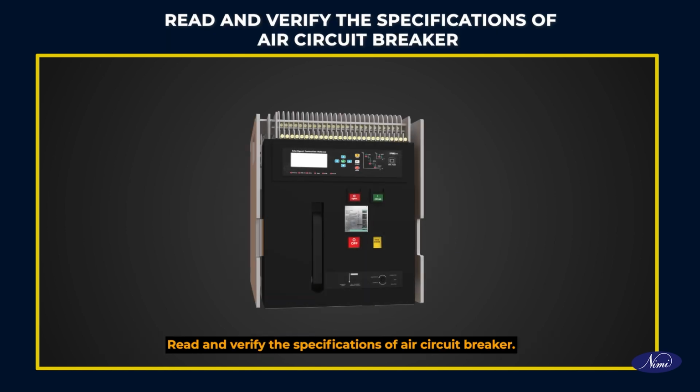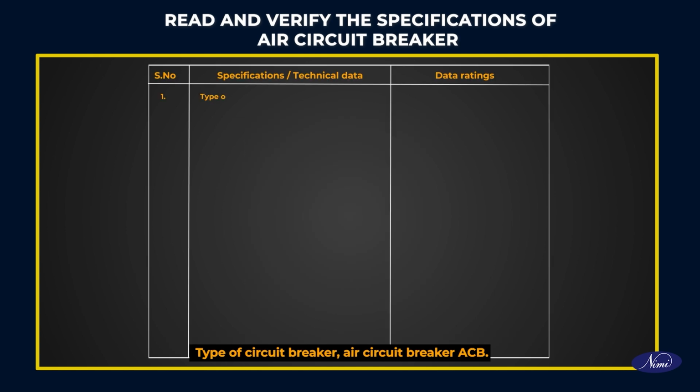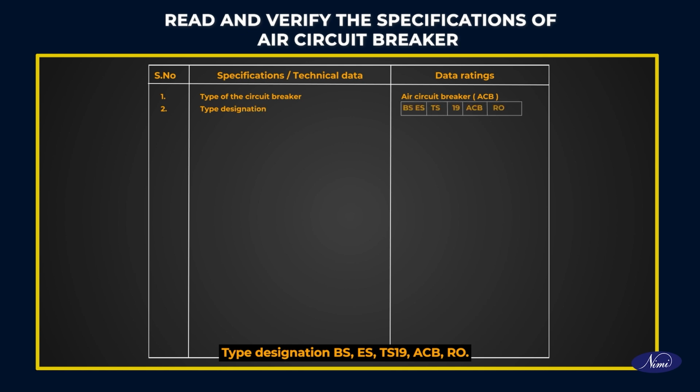Identify the external parts and control switches of the air circuit breaker. Read and verify the specifications of the air circuit breaker. Type of circuit breaker: air circuit breaker, ACB. Type designation: BS, ES, TS19 ACB RO. Number of phases: poles, 3x3 poles.